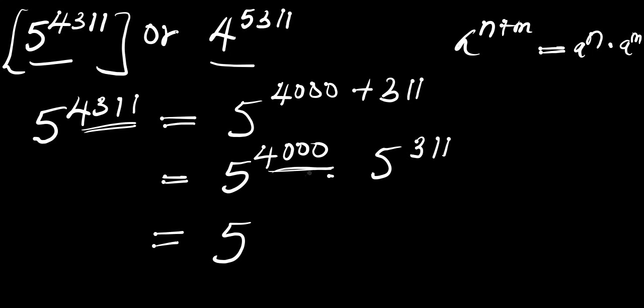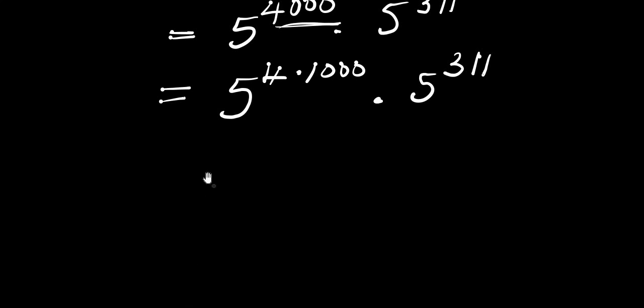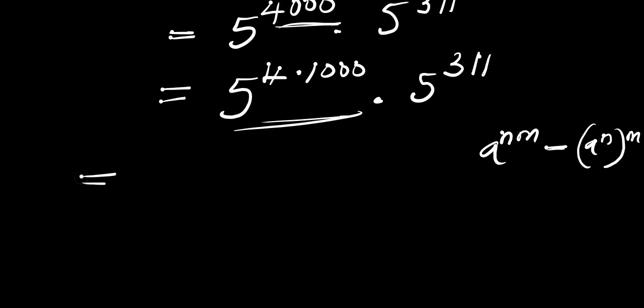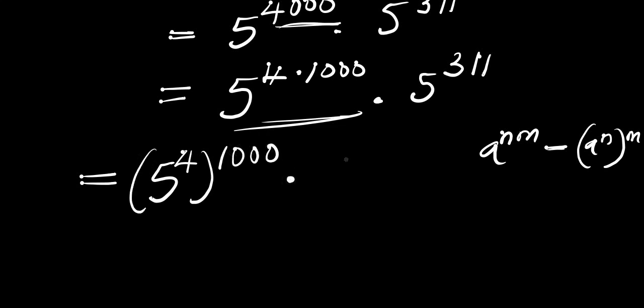Now we go again. Instead of this 4000, we can have it as 4 times 1000. This will multiply 5 raised to the power of 311. The next thing we are going to do is apply another index rule: a power n times m equals a power n raised to the power of m. So we apply it right here. We are going to have 5 raised to the power of 4, and this is raised to the power of 1000, times 5 raised to the power of 311.